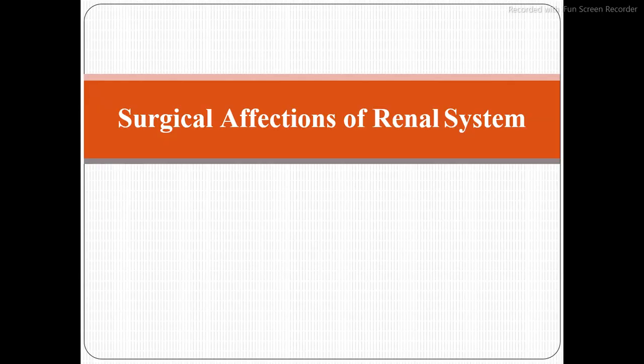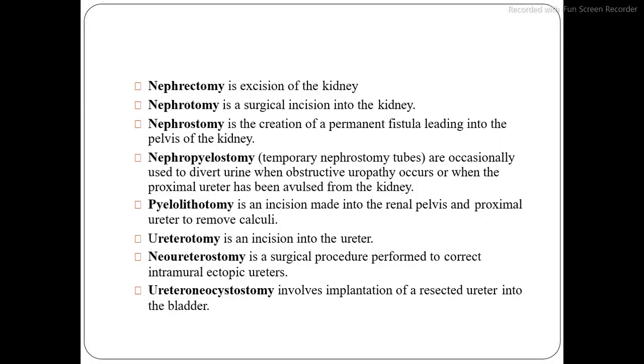Nephrectomy is excision of the kidney. Nephrotomy is a surgical incision into the kidney. Nephrostomy is the creation of a permanent fistula leading into the pelvis of the kidney. Nephropyelostomy, temporary nephrostomy tubes, are occasionally used to divert urine when obstructive uropathy occurs or when the proximal ureter has been avulsed from the kidney.